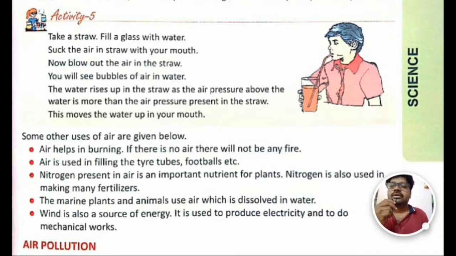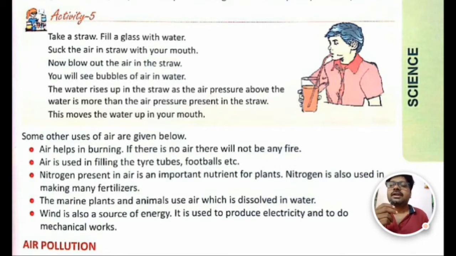Students, can you observe the image displayed on the screen? What is the boy doing? He is holding a glass with juice in it. And he kept a straw in his mouth and the other end of the straw is kept in the juice in the glass. Students, what do you think the boy is doing? The boy is sucking the juice. Sucking in the sense of pulling back into his mouth.